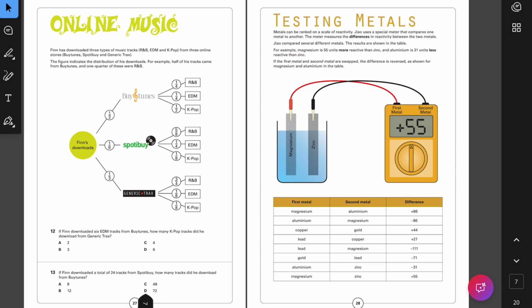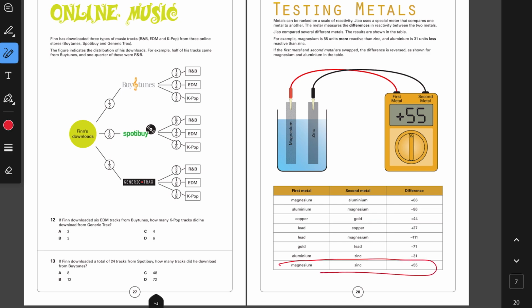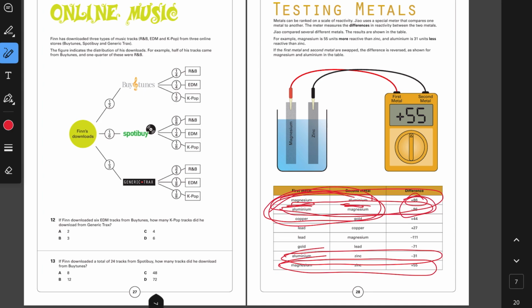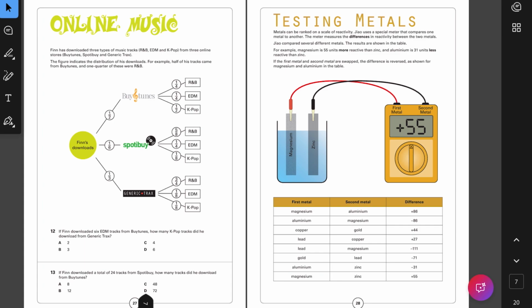So magnesium is more reactive than zinc. Aluminium is 31 units less reactive than zinc. So if the first metal and second metal are swapped, the difference is reversed, as shown for magnesium and aluminium in the table. If it is magnesium and aluminium, it was plus 86, and when the metals are swapped, it becomes minus 86. So that is what they are talking about. I hope you understood the given data.